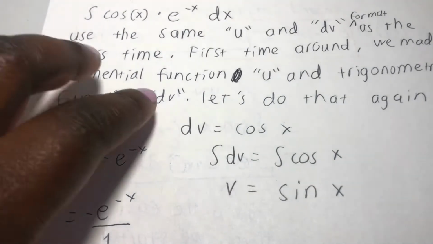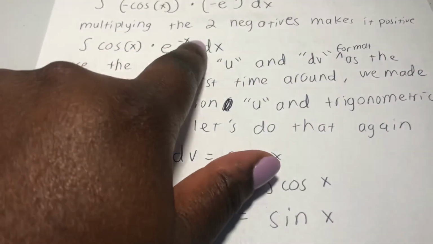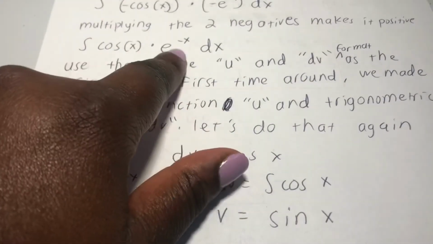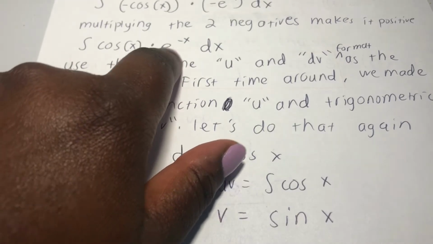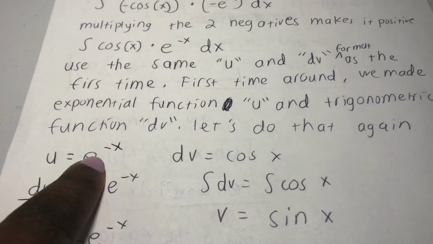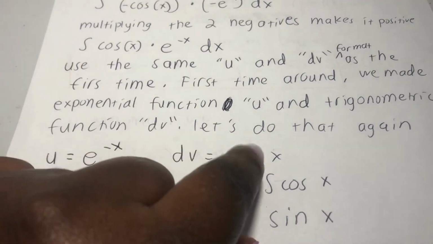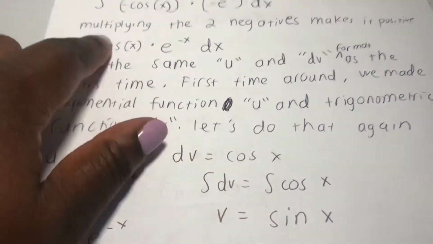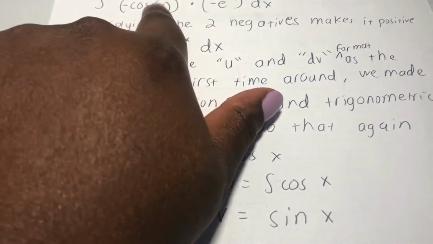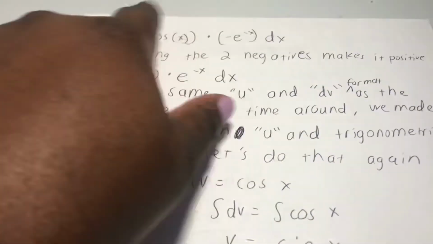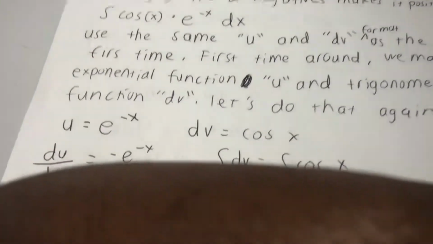This time around, we have cosine x and e to the negative x as our two functions multiplied together. We're going to make our e to the negative x, the exponential function, our u. And we're going to make our dv cosine x, because that's the trigonometric function in this case. We're going to follow the same kind of format.